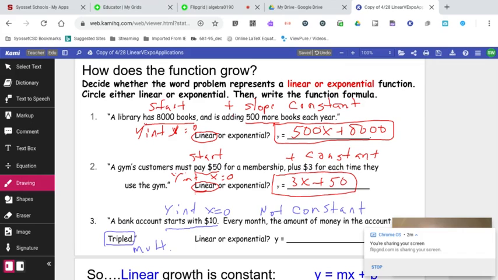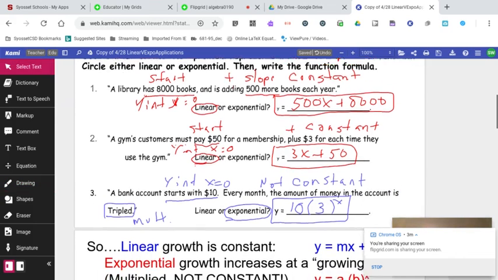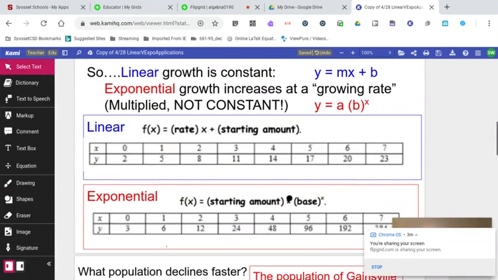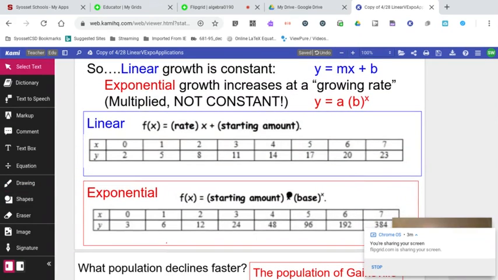When you're multiplying to get to the next term, that's exponential behavior. So when we write the equation for that, y equals the starting amount, which is $10, times the base, which is the amount it's multiplying by, 3, to the x power. Exponential function. So linear growth is constant. Exponential growth increases at a growing rate.